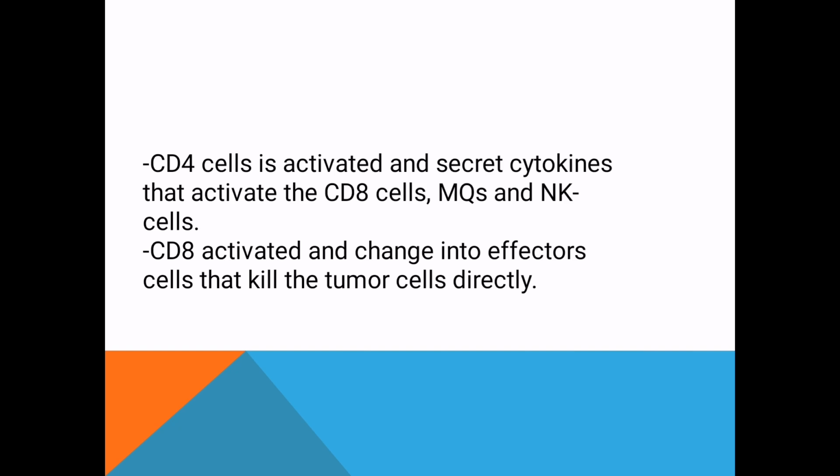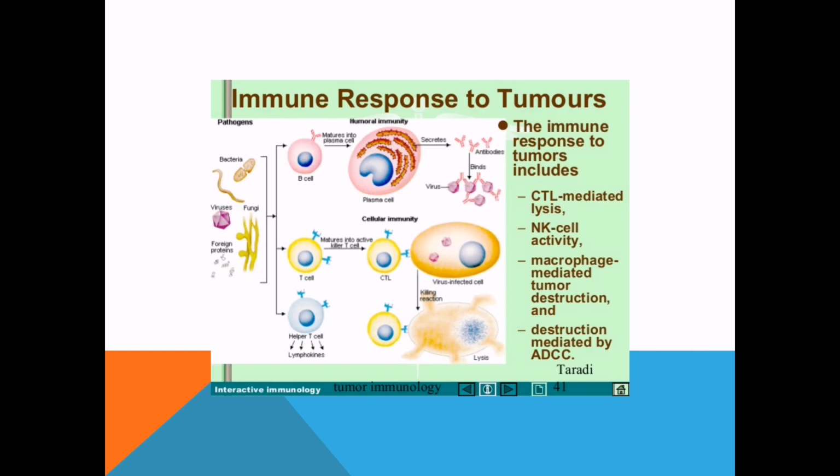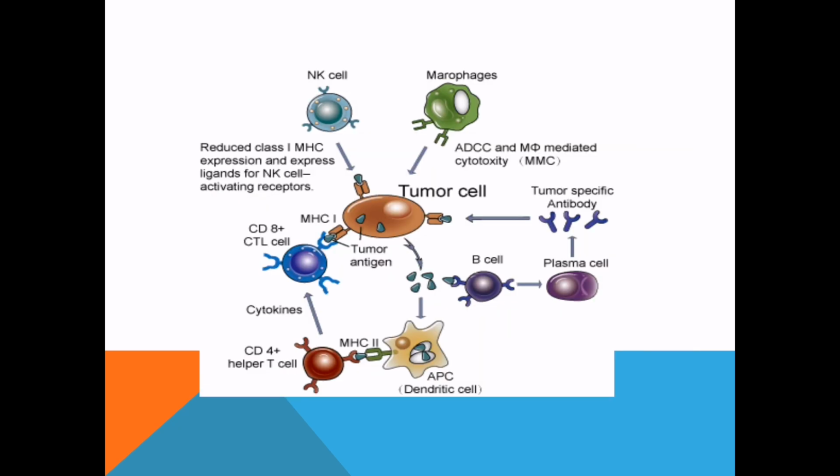CD8 is activated and changed into an effector cell that kills the tumor cell directly. So here this is the immune response to tumor, which includes CD8 T cells, NK cells and macrophages. The NK cell either destroys the tumor cell by itself or via antibody dependent cellular cytotoxicity, which is ADCC, meaning via antibodies. Also here this is the tumor cell, the brown one in the center. If you look at the upper left side, this is the NK cell. The NK cell attacks the tumor cell when the tumor cell loses the MHC. Okay, the tumor cell lost the MHC, so the NK cell will attack the tumor cell.